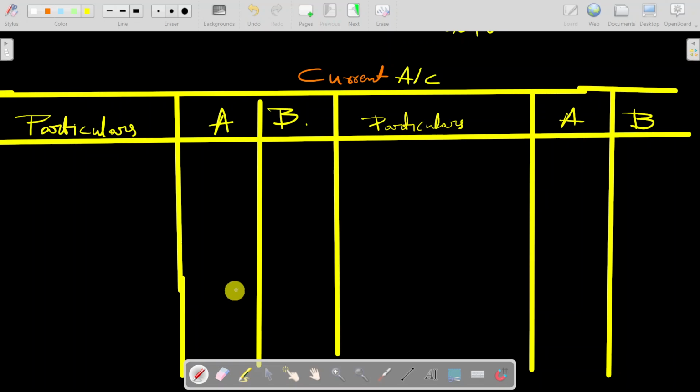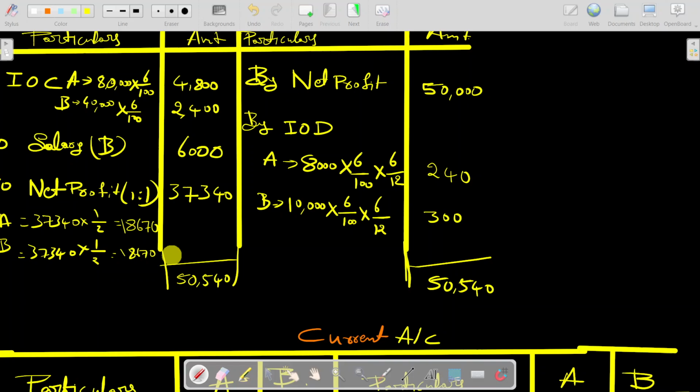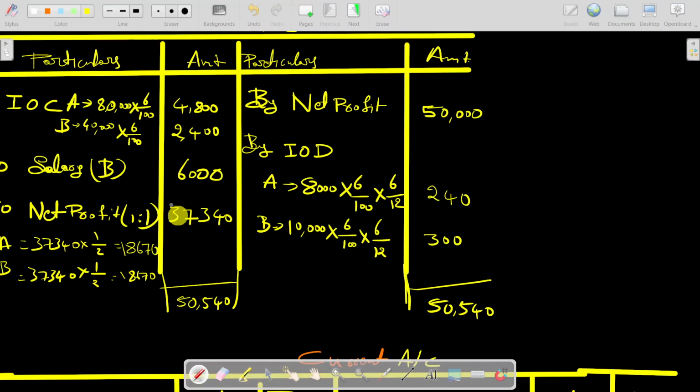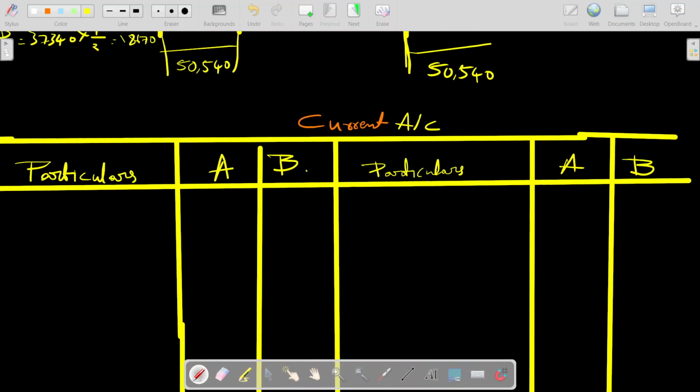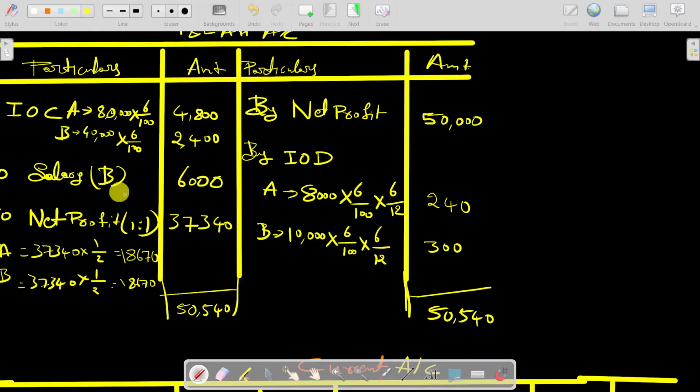What will come in the current accounts? Except capital, whatever items came in the debit side of the P&L appropriation account, we have to record in the credit side of the current accounts. So first of all, in the debit side of the P&L appropriation account we have interest on capital, salary, and profit.